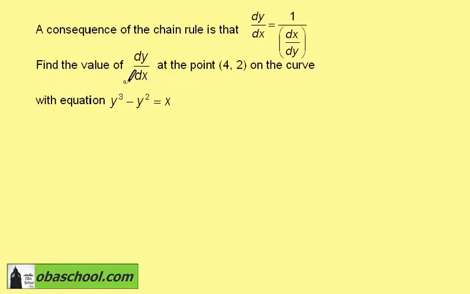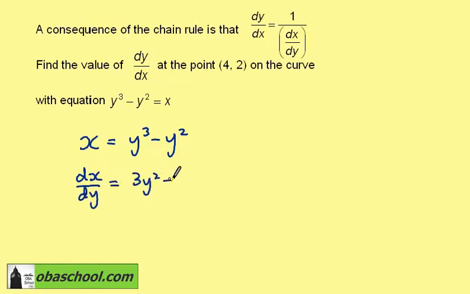We now want to find the value of dy/dx at the point (4, 2) on the curve with the equation y cubed minus y squared is x. So here we have that x is y cubed minus y squared. We can do dx/dy, and that gives us 3y squared take away 2y. It follows from the above that dy/dx is 1 over 3y squared minus 2y.